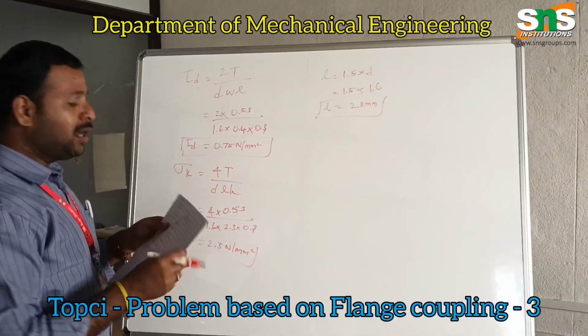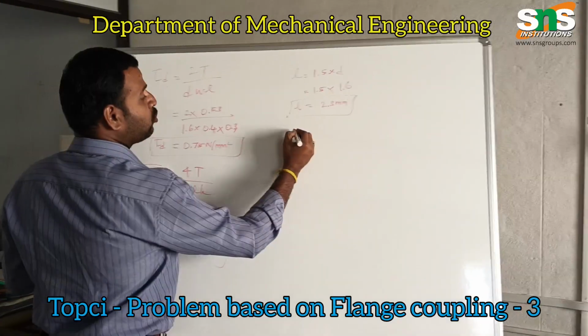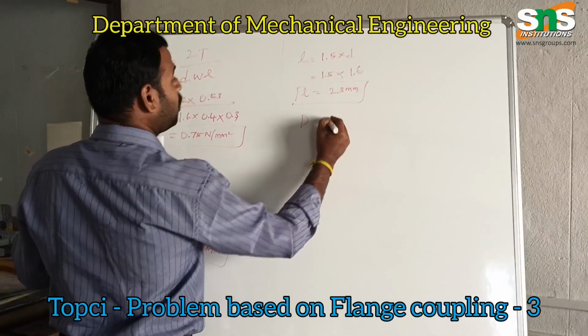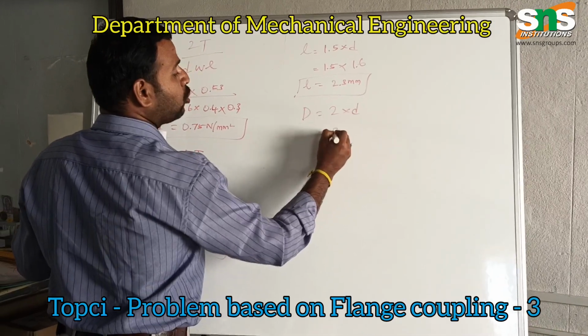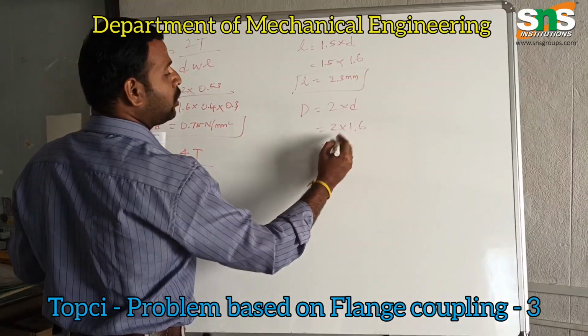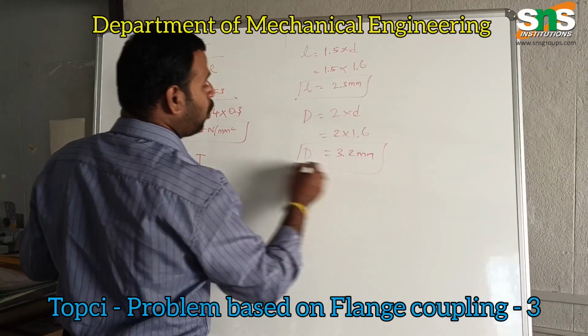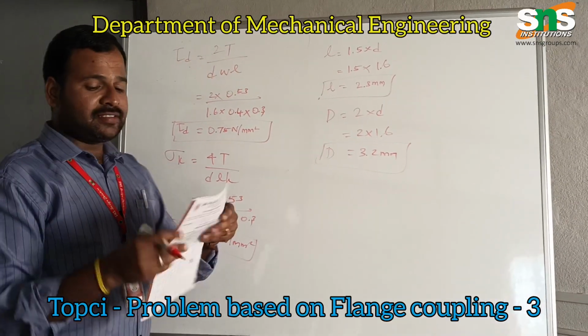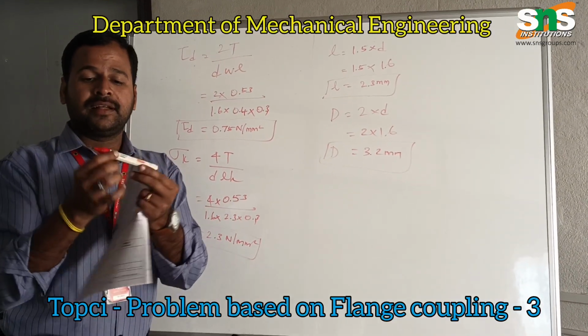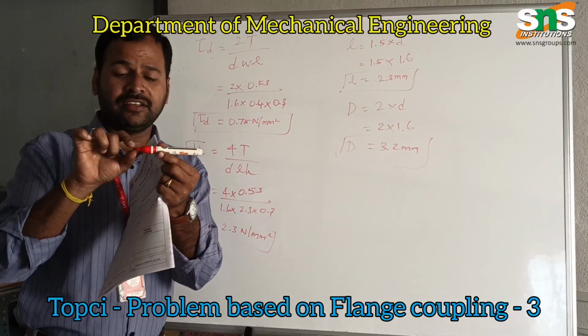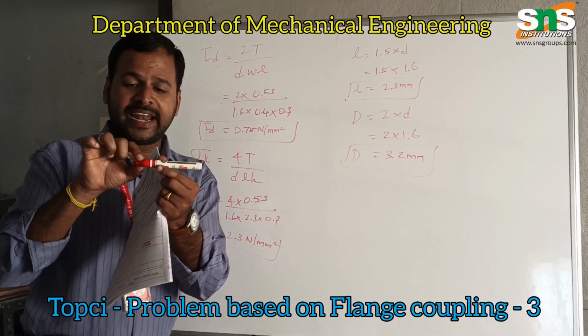So second one, the outside diameter. So capital D is equal to 2 into small d. So 2 into 1.6 is equal to 3.2 mm. So this is called the outer diameter of the hub. And this is called the shaft diameter, small d. So this is the key dimension.